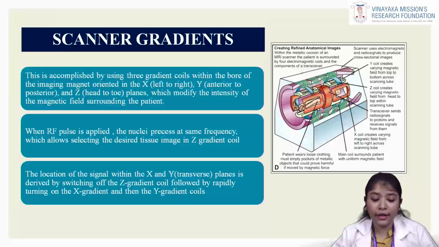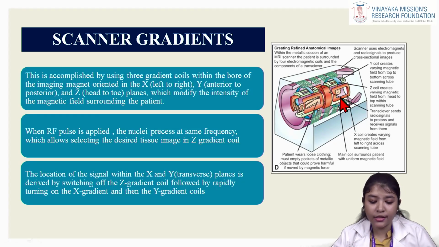Next is the scanner gradient. In MRI there are three gradients, that is the X gradient, Y gradient and Z gradient. The coils are present inside the gradients, and they detect the signals and produce the image. The X axis, Y axis and Z axis are the planes that correlate with the gradients. X is from left to right, Y is from anterior to posterior and Z is from head to toe.